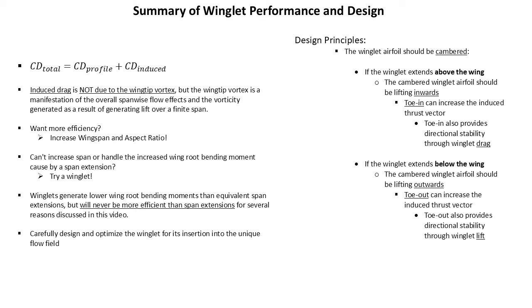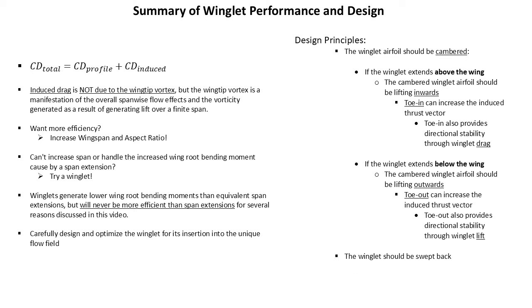If the winglet instead extends below the wing, so extending down instead of up, that same cambered winglet airfoil should be pointing outwards now. And if you toe that winglet outwards and you get geometric toe out there, you can increase the induced thrust vector, again decreasing induced drag. And that toe out will also provide directional stability through the winglet lift instead of the drag.